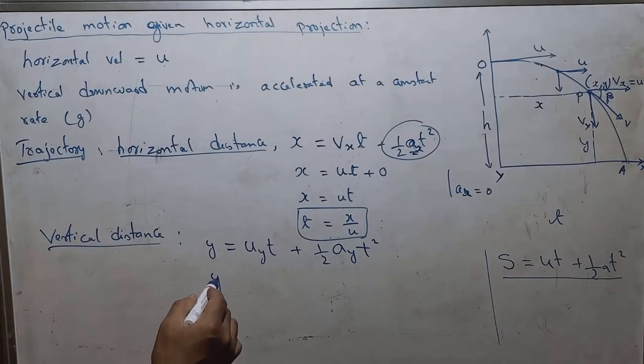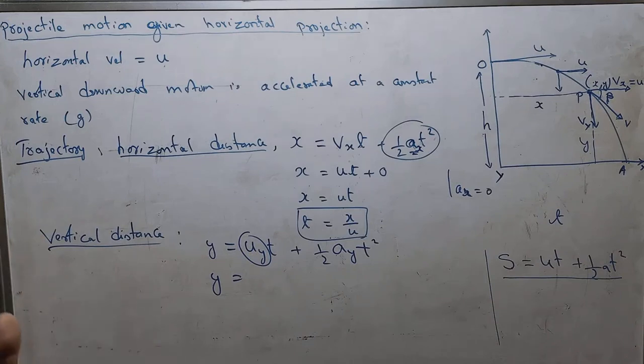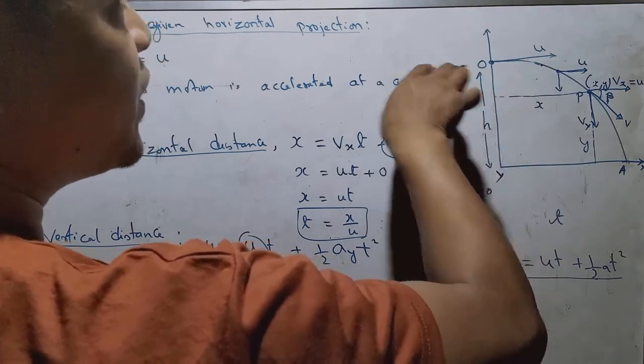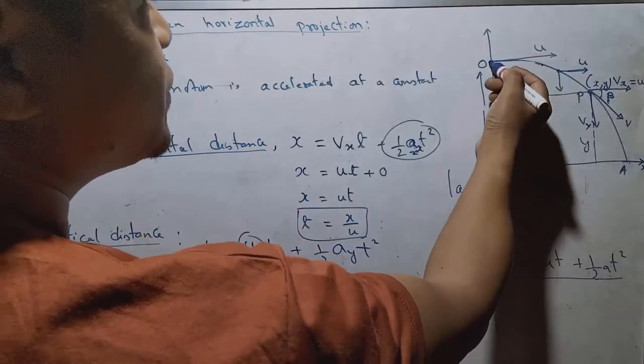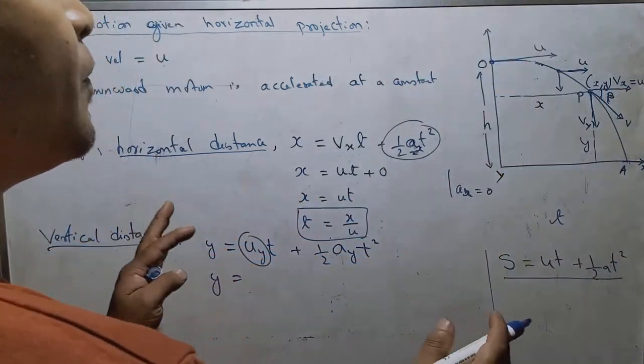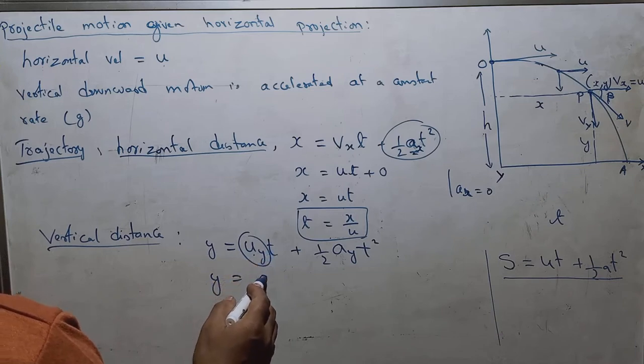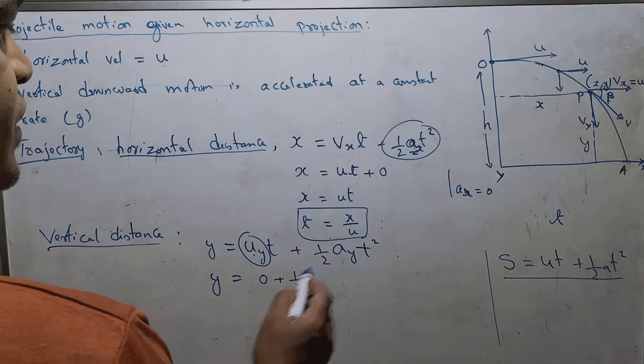Right? Next, what is uy? Uy is the initial velocity, or I can say it is the component of the initial velocity along the y-axis. So if you look at this velocity, you are projecting the body horizontally in this way. So there will be no vertical component of velocity at the start. So uy is equal to 0. So when uy is 0, 0 into t will be 0. Plus half, what is ay?